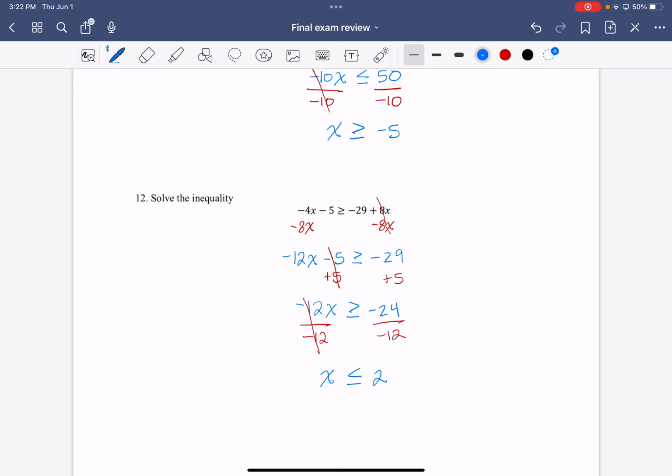On this one? So you added 3x, that's 10x. 50 divided by... So you keep the sign the same, because you didn't divide both sides by a negative, you divided both sides by a positive. So the sign stays the same.